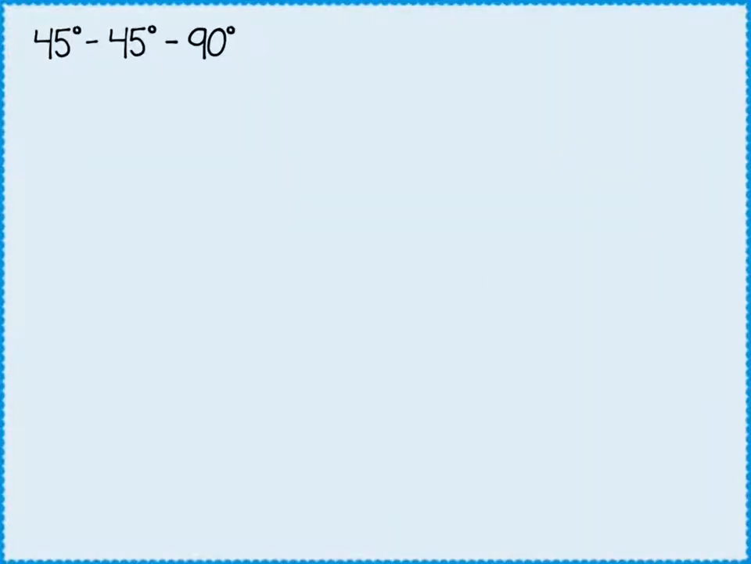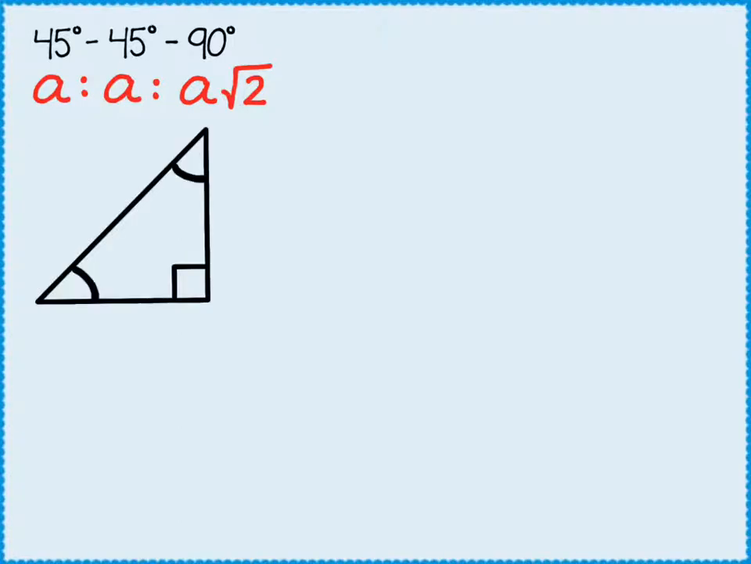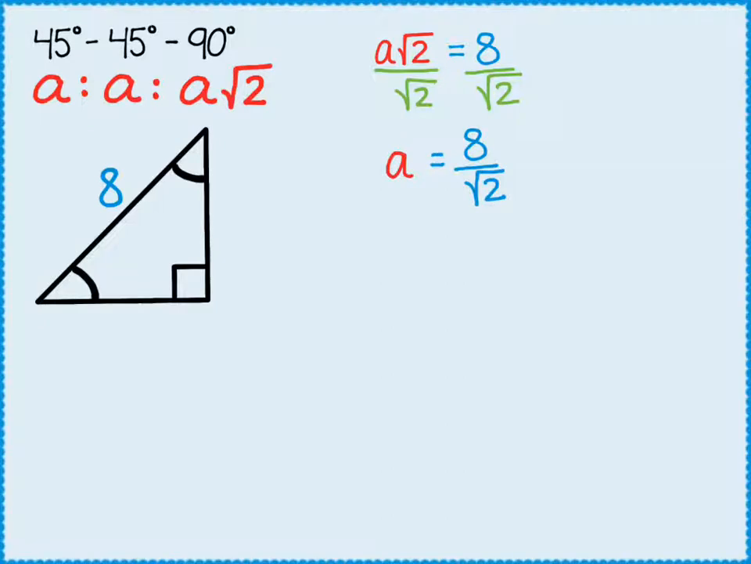Let's look at a few more cases of 45-45-90 degree triangles. Again, I'm showing you so you remember that for these problems we've got the side ratios of A and A root 2, or you could say leg and leg root 2. And here's my isosceles right triangle, and I've been given the hypotenuse. Well, the hypotenuse is the longest side, and that's the one that is A root 2. So to figure out the length of the legs, I'm going to write that A root 2 equals 8, divide both sides by root 2, and get that A equals 8 over root 2, but we have a radical in the denominator, which is not good form.